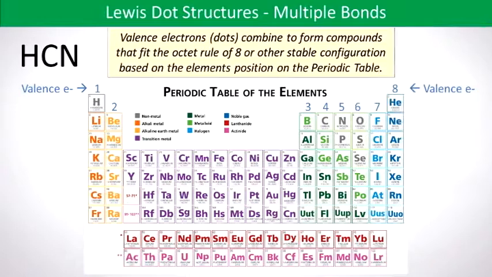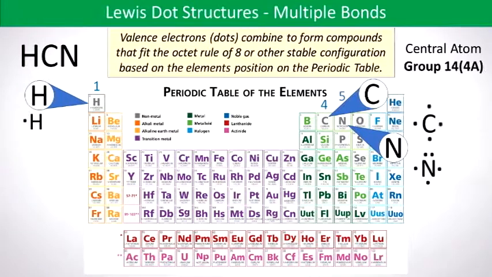Let's show you how to draw these Lewis structures of multiple bonds by starting with an example, hydrogen cyanide, as shown here. If you consider the Lewis dots around each of the individual elements, they will look like that shown on this slide, where hydrogen has 1 electron, carbon has 4 electrons, and nitrogen has 5 electrons, of which 2 form a lone pair.